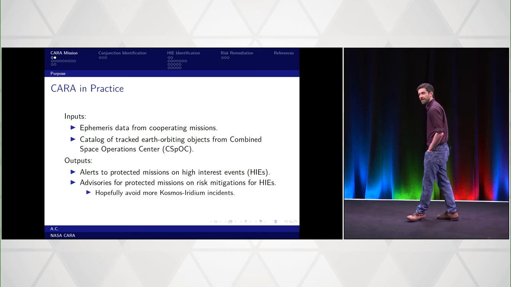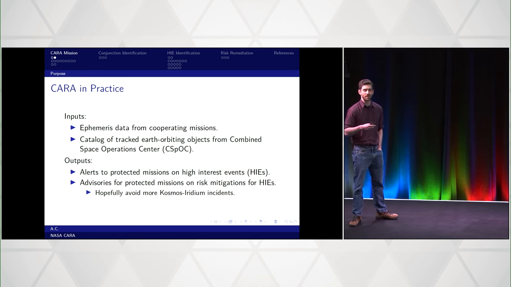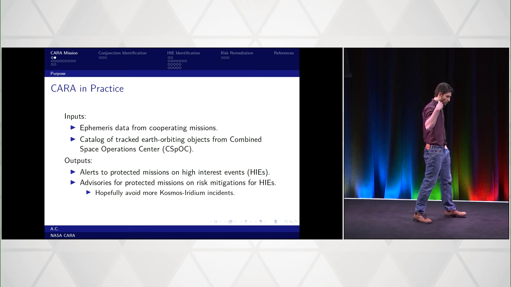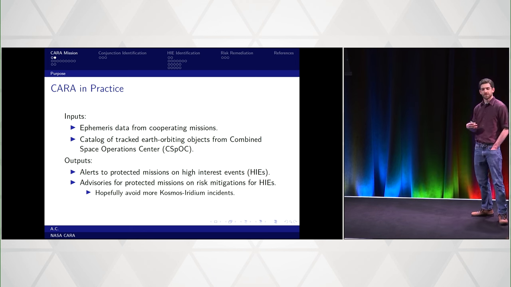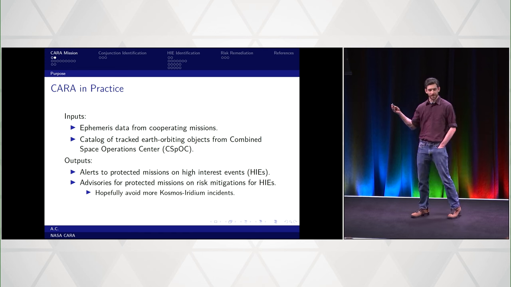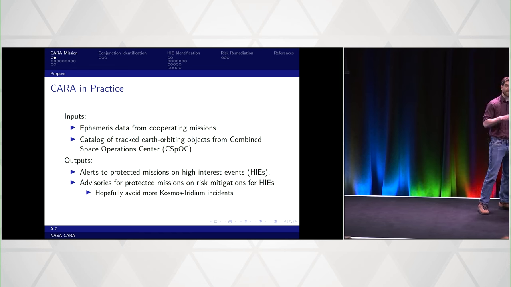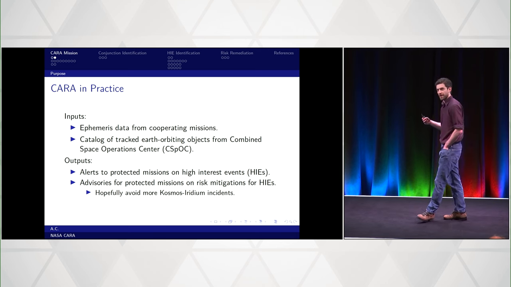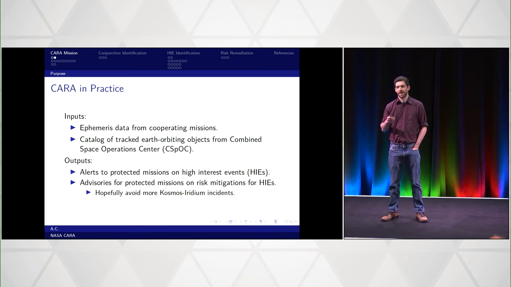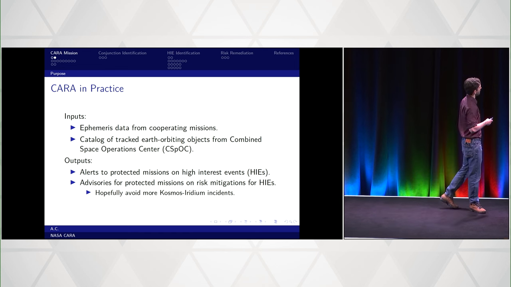What does this wind up looking like in practice? The inputs to the pipeline wind up being information about where satellites are going. And there are two places where we can get that. For cooperating missions, they can just tell you, this is where we think our satellite is, this is where we think it's going. That's the best case. There is a lot of stuff in space which would be considered uncooperative. And for that information, NASA CARA depends on information from the space catalog, which is maintained by the Combined Space Operations Center, CSPOC.